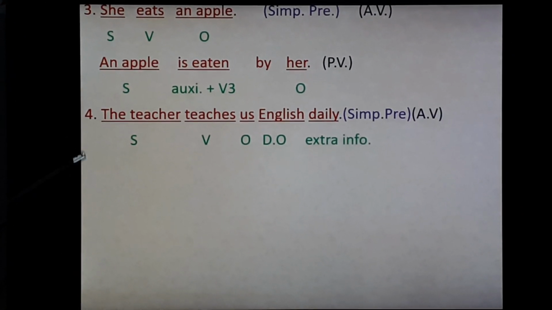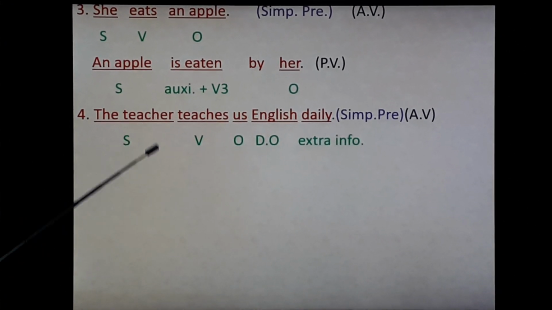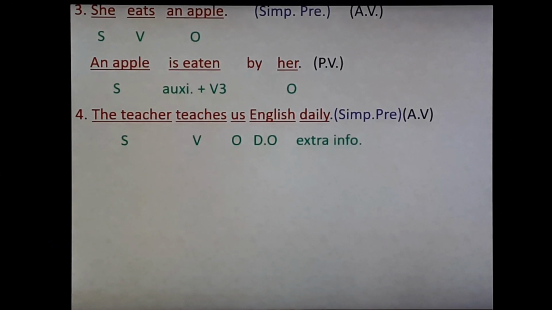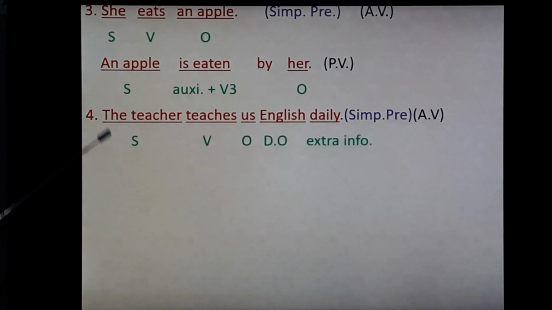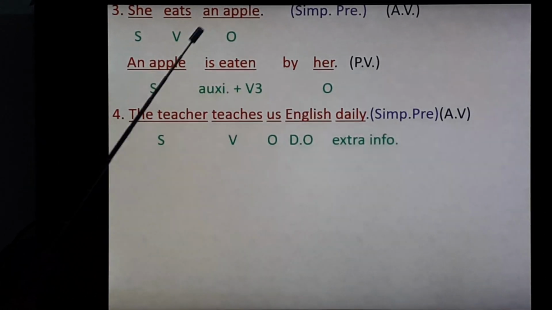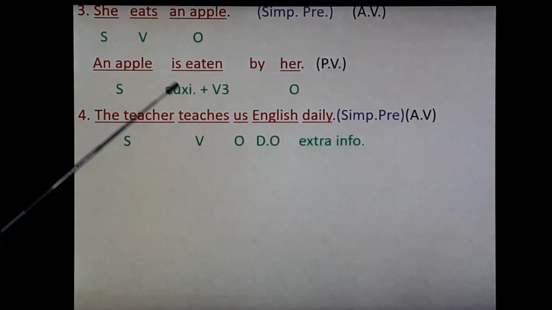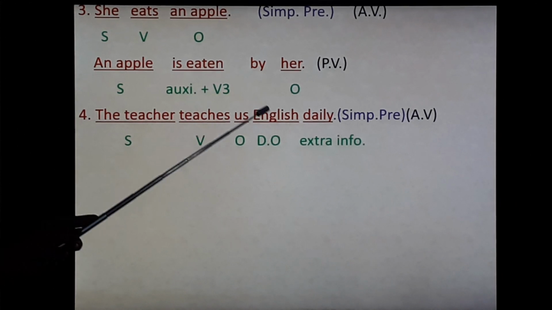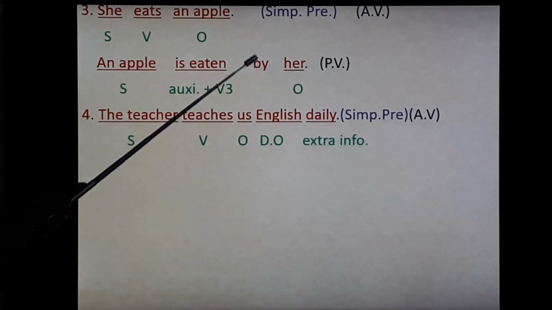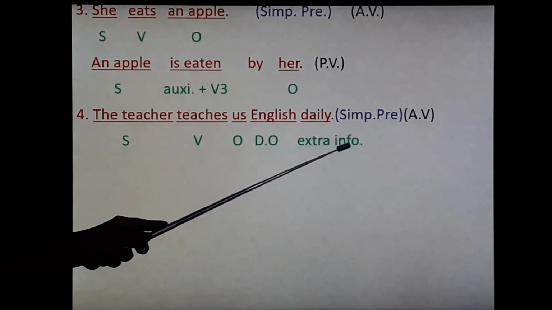Next example. The teacher teaches us English daily. Now see here, you will get two objects here. Then what will you do? First of all, you have to find out subject, verb, object, extra information. That we have done. The teacher, that is subject, teaches, verb, us and English, both object. But us, that is indirect object, and English, that is direct object. And then daily, that is extra information.